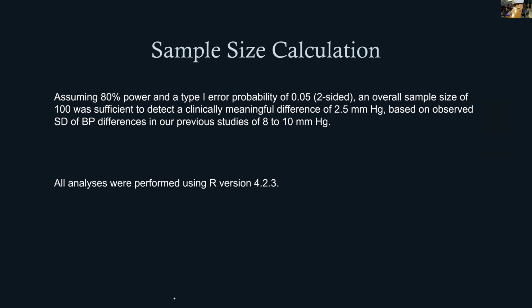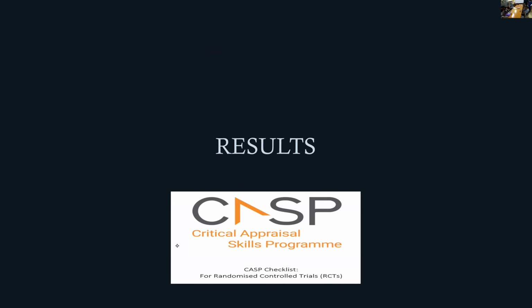This is a sample size calculation. Based on 80% power and type 1 error probability of 0.05, for a clinically meaningful difference they looked at 2.5 millimeters of change. The sample size required was 100, and they had achieved 108. So they had achieved the sample size.